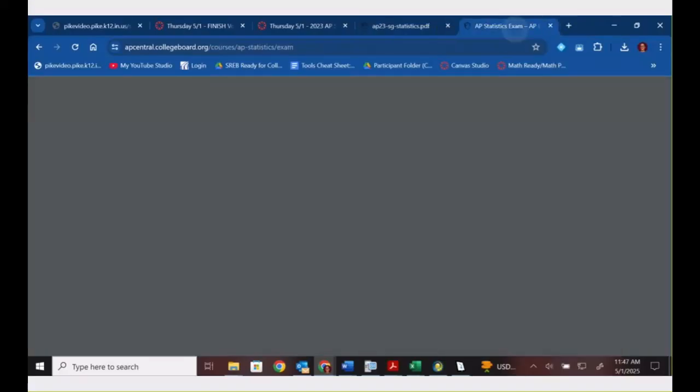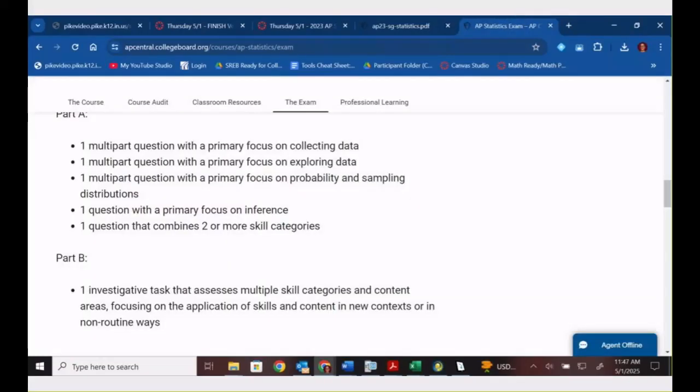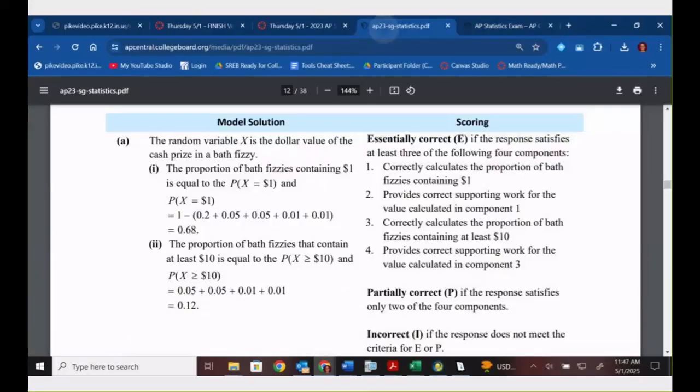So question number 3 was the Bath Fizzy question. This was the probability and distribution, sampling distributions question. If you remember, we talked about all of the things that will be on the free response section. This would be this one right here, a multi-part question with a primary focus on probability and sampling distributions.